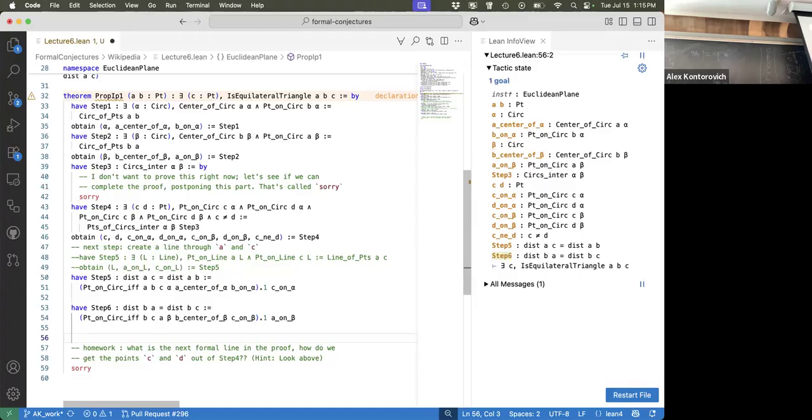The point C. We already have it. It's called C. There exists a point C, so we want to use C. What is that called? Obtain is a good guess.